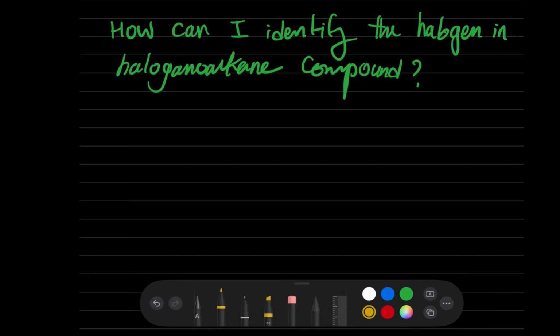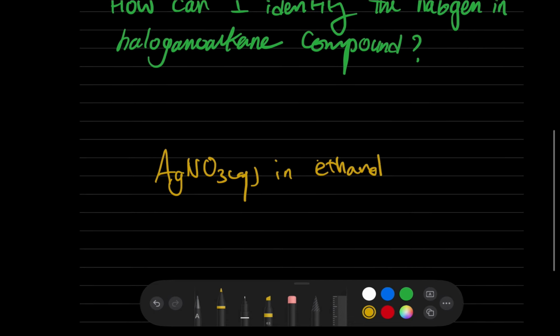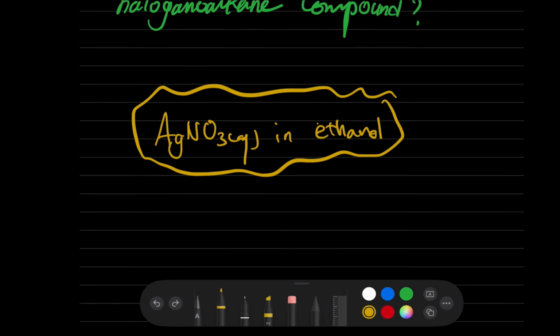We can do that by a simple chemical test. The chemical test that we're going to use is aqueous silver nitrate, AgNO3, and ethanol. So we prepare this mixture and add it to the halogenoalkane. By the way, we call this reaction substitution. So what will happen in this case?